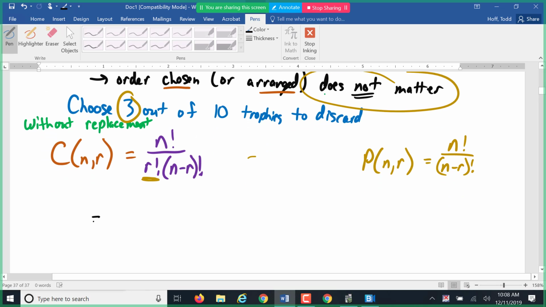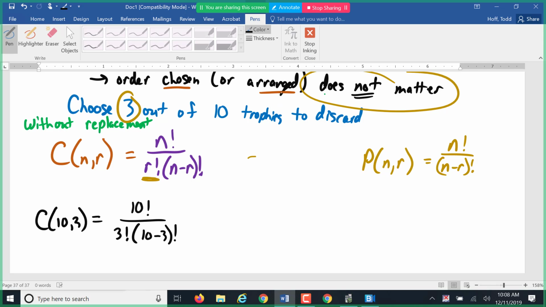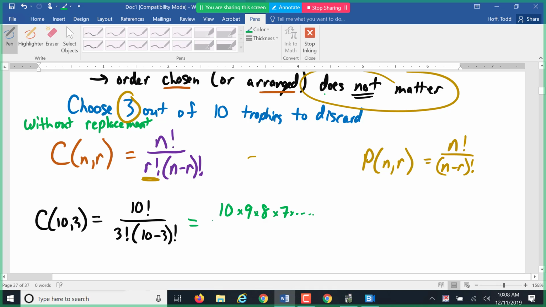So for this one here, we're going to choose 3 out of 10 items. So this is a combination of 10 items where we're choosing 3 of them. So n is 10, that's 10 factorial over r is 3, so that's 3 factorial. And n minus r will be 10 minus 3 factorial. So 10 times 9 times 8 times 7 times on down. The reason I stopped at 7, well, we got the 3 factorial here will be 3 times 2 times 1. But then we got the 10 minus 3 is 7. That'll be 7 factorial. 7 times 6 times all the way down.